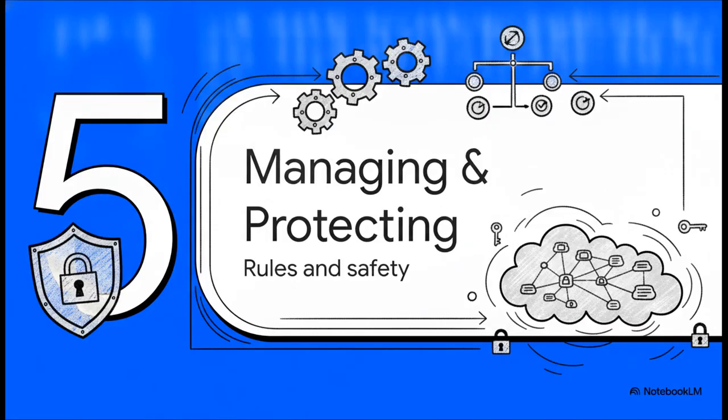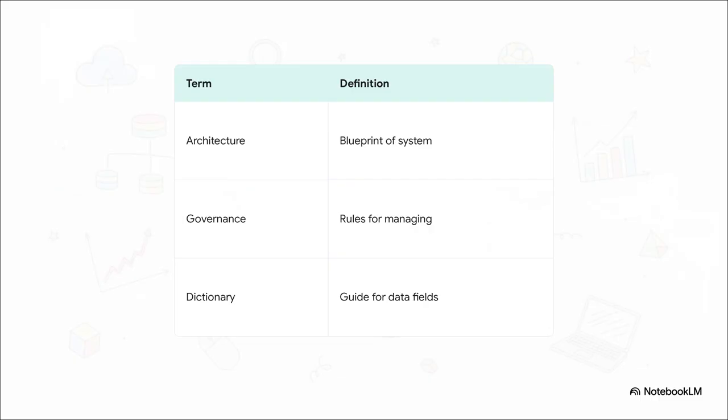Section 5. Data management and protection. Rules, safety, and responsibility. To keep everything running safely, we rely on specific frameworks. Data architecture is the overall blueprint of a data system, detailing exactly how everything is collected and stored. To ensure everyone plays by the rules, data governance outlines the rules for managing data responsibly. And so no one gets confused about what the information actually means, a data dictionary is a handy guide explaining the meaning and purpose of each individual data field.